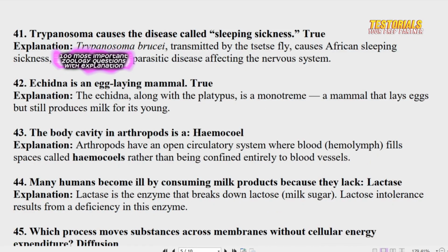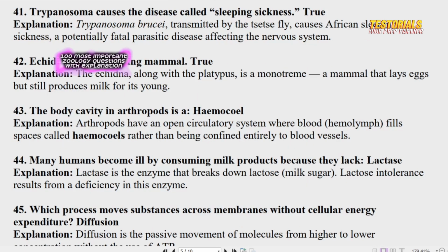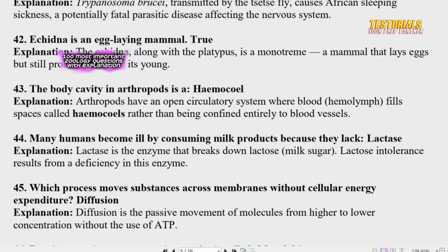41. Trypanosoma causes a disease called sleeping sickness. True. Explanation: Trypanosoma brucei, transmitted by the tsetse fly, causes African sleeping sickness, a potentially fatal parasitic disease affecting the nervous system. 42. Echidna is an egg-laying mammal. True. Explanation: The echidna, along with the platypus, is a monotreme, a mammal that lays eggs but still produces milk for its young.